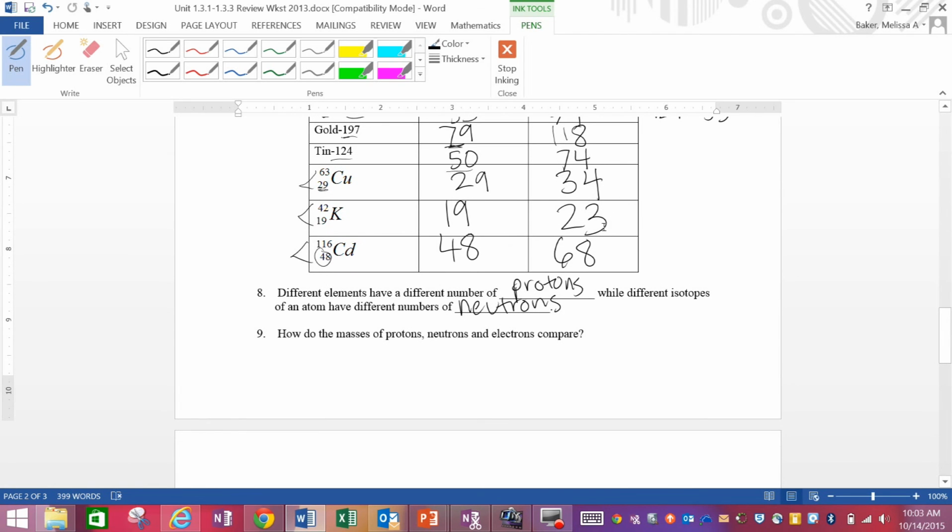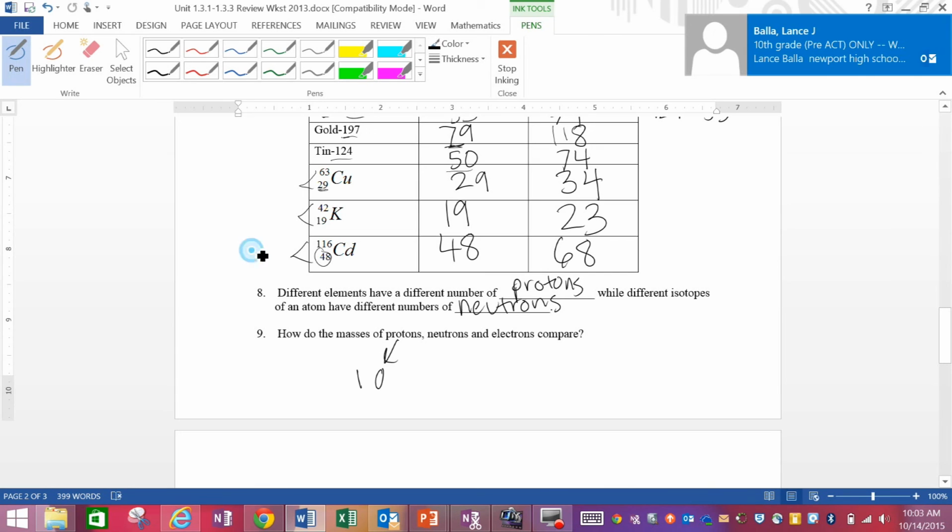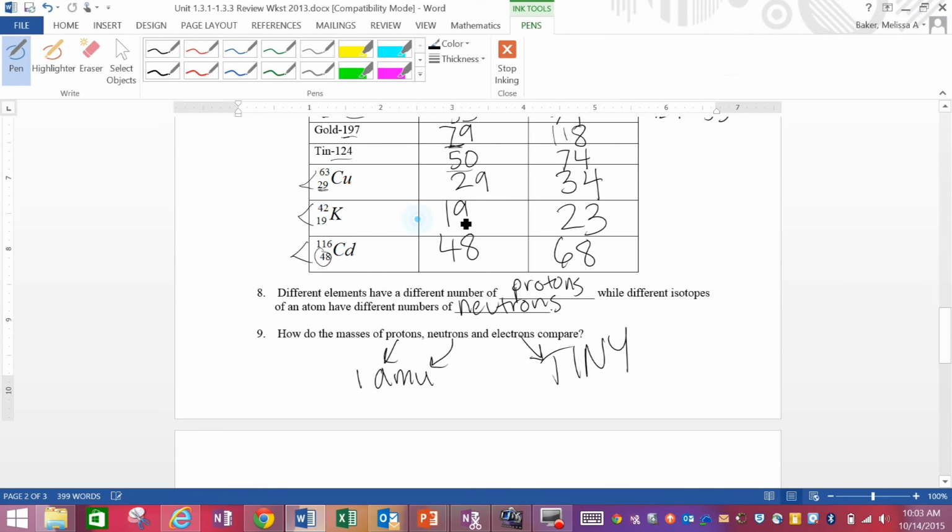How do the masses of protons, neutrons, and electrons compare? Protons and neutrons are the same. They both are 1 AMU. Electrons are so tiny. They still have mass, but they're about 1/2000th of an AMU.